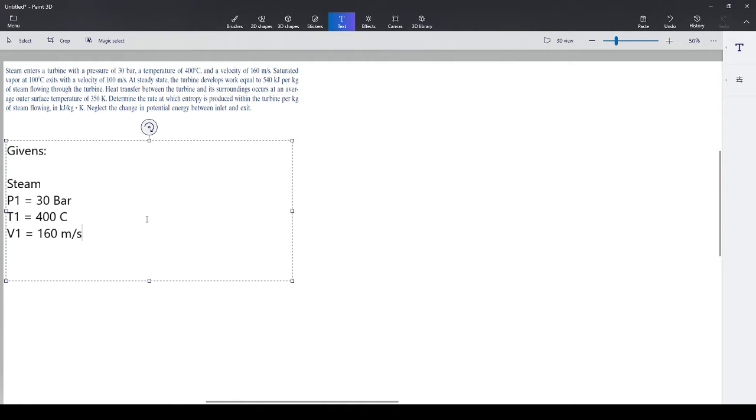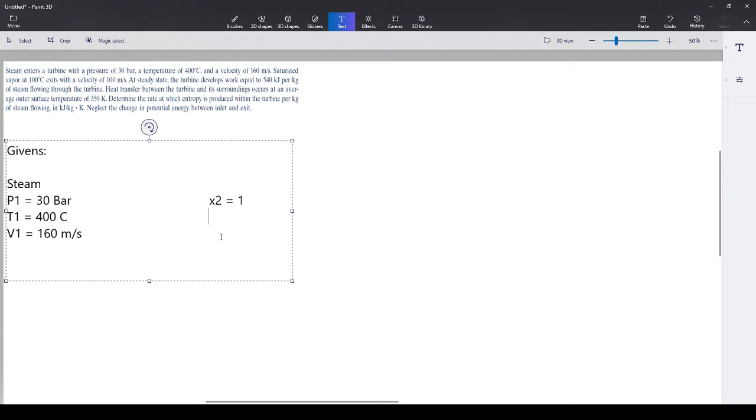Then it says, saturated vapor at 100 degrees C exits with a velocity of 100. So now let's move over here. So we're talking about the second state now. So it says saturated vapor. So what did they just give us there? They gave us the quality. And the quality is what, Tanner? Quality is 1 because we are saturated vapor, right? Tanner is correct. And we will draw the diagram in just a second.